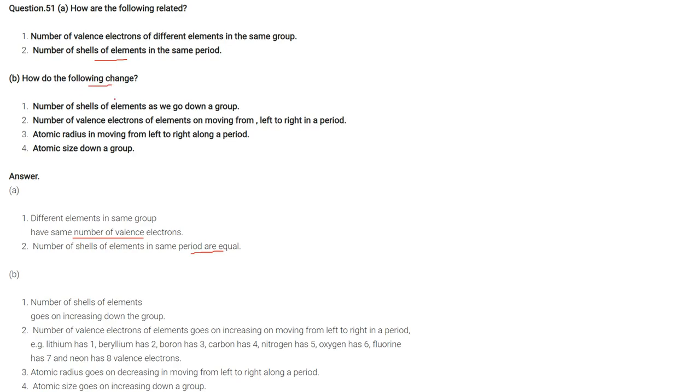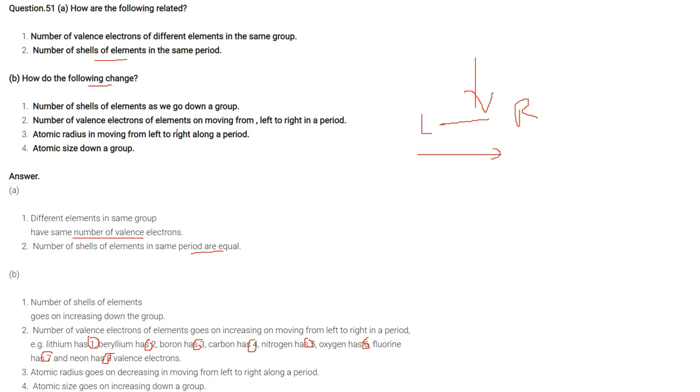How do the following change? Number of shells of elements as we go down the group. So the number of shells of elements goes on increasing down the group. That is in the column. Number of valence electrons of elements on moving left to right in a period. So the number of valence electrons goes on increasing when we move from left to right. Like lithium has 1, beryllium has 2, boron has 3, carbon has 4, nitrogen has 5, oxygen has 6, fluorine has 7, and neon has 8 valence electrons.